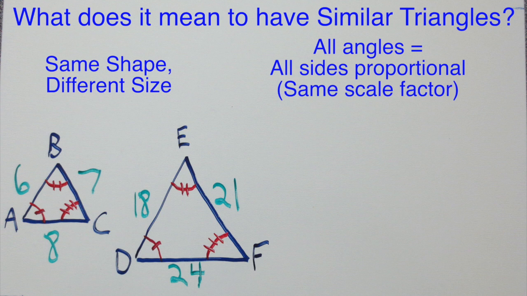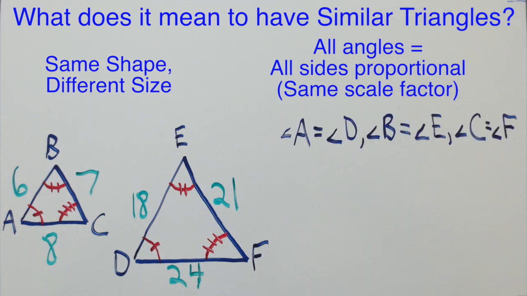Alright, so first off, let's take a look at the angles. How would we write that the angles are equal? So we'd write angle A equals angle D. You can see they both have that single mark on them. Angle B equals angle E with the double mark, and then angle C equals angle F. So that's how you would write out that all the angles are equal.